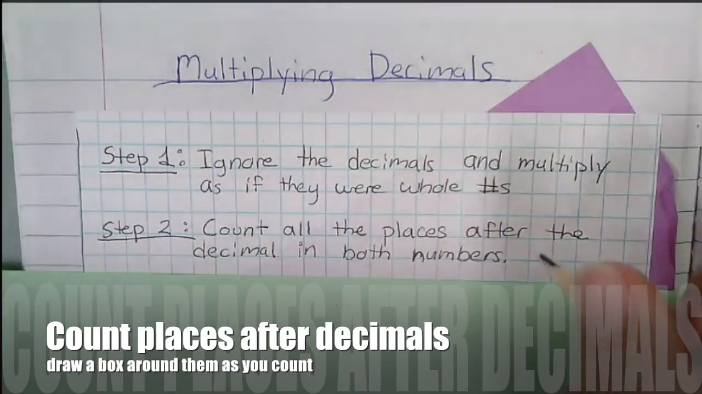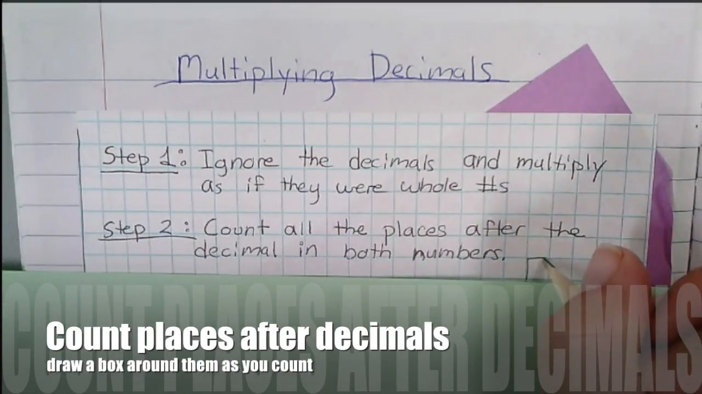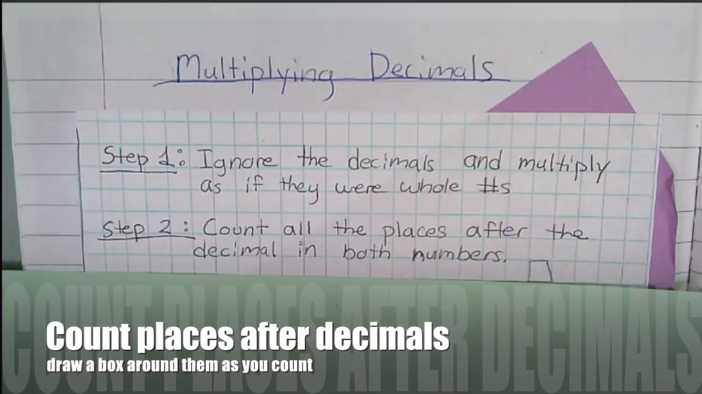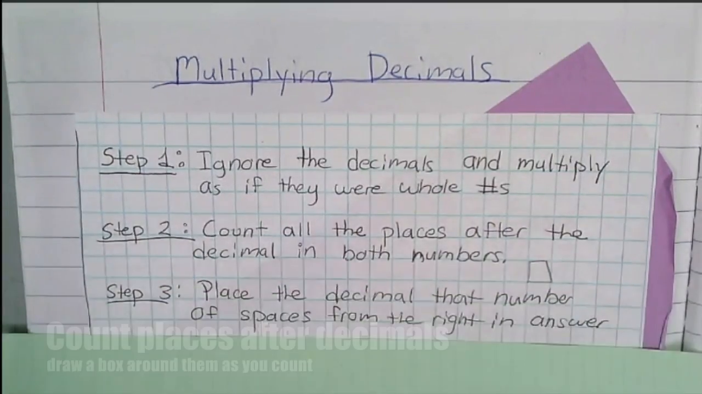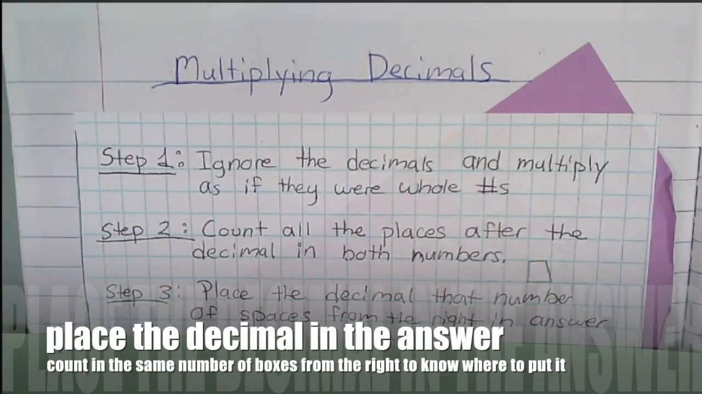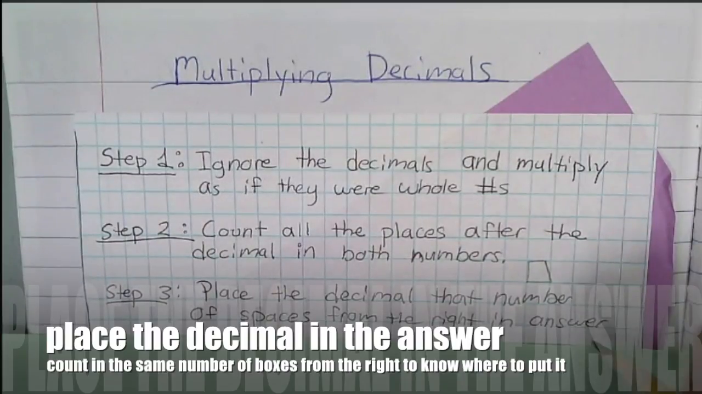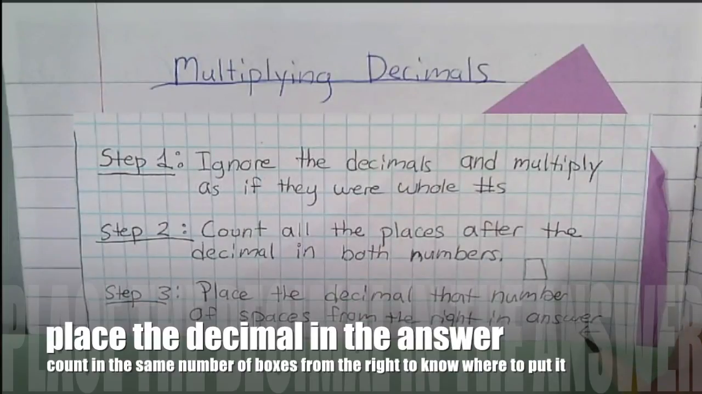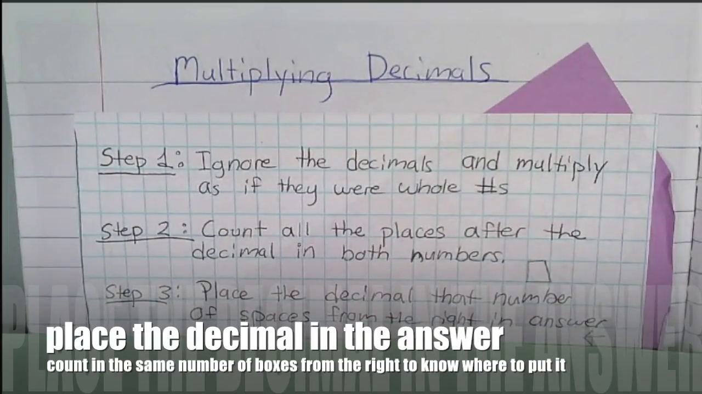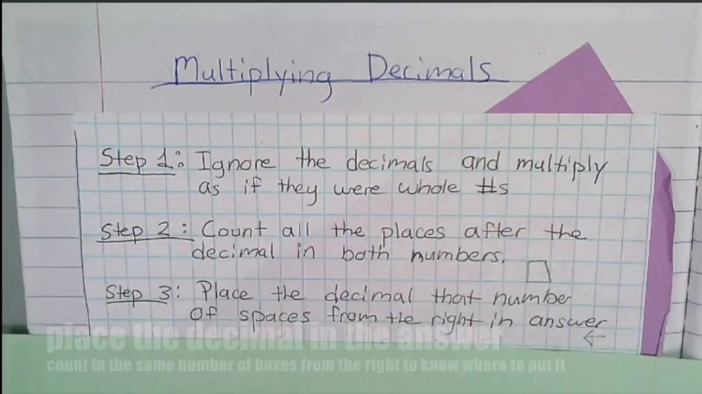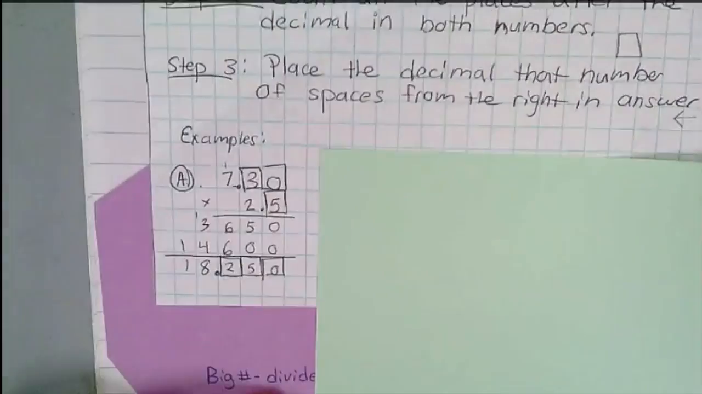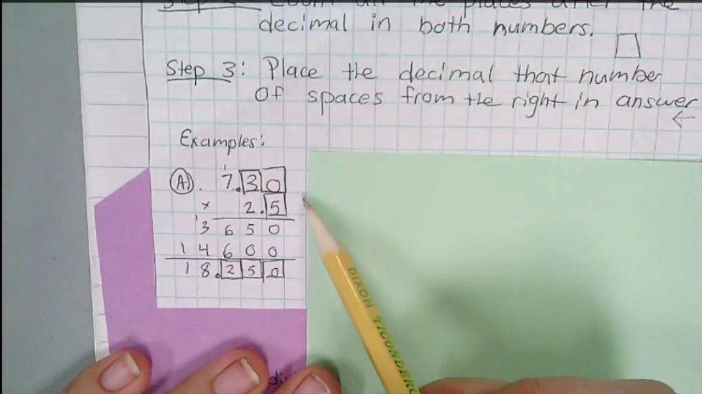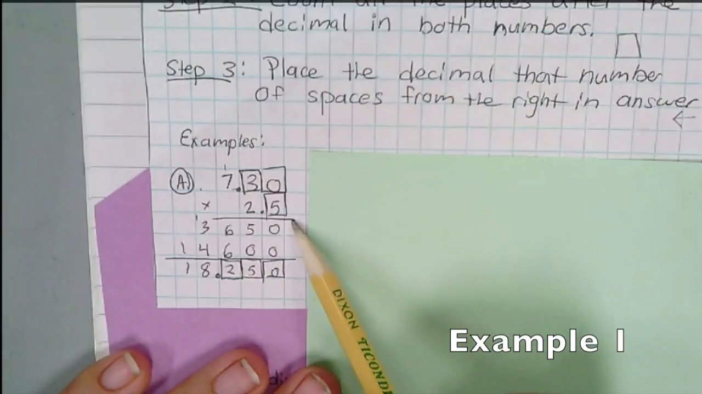And I do that usually by drawing a little square around them, which you'll see us do in the examples. And then the third step is to place the decimal that number of spaces from the right in the answer. And you'll notice I do that by drawing a little arrow on the right-hand side of the answer so we know which side we're counting in from. Here's some examples. 7.30 times 2.5.